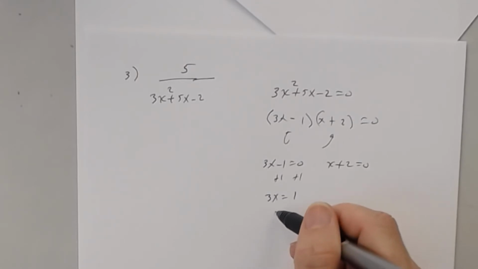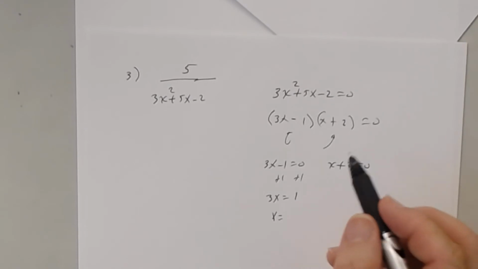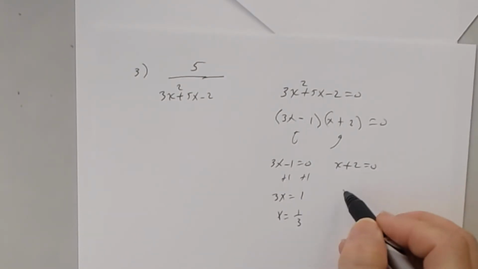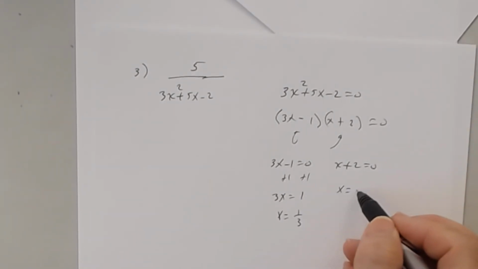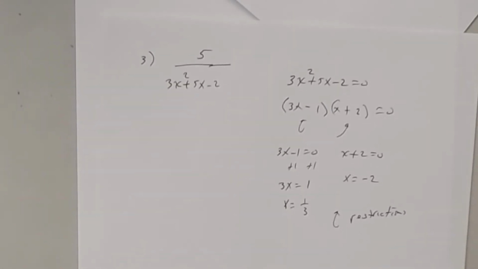So what's one value of x for which this rational expression is undefined? 1/3. And over here, that one's an easy one. What's the other value? -2. So again, what you found were your restrictions. In other words, I can use any value for x, any real number, except which 2? 1/3 and -2.